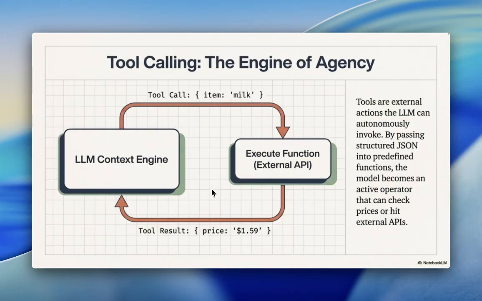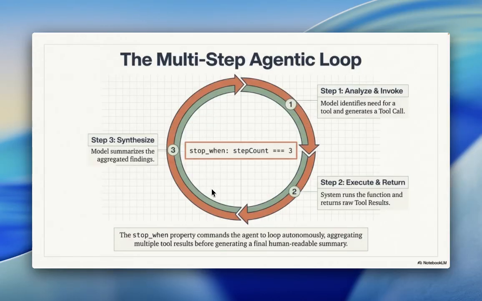Tool calling: the engine of agency. The LLM context engine gets an execute function, which is an external API tool call, for example a milk tool returning the price. Tools are external actions the LLM can autonomously invoke by passing structured JSON into predefined functions. The model becomes an active operator that can check precise prices or hit external APIs.